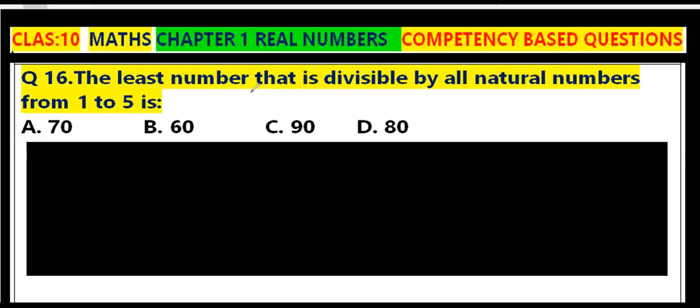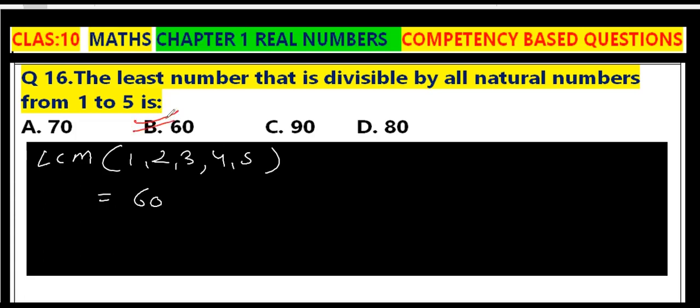The least number, means the smallest number, that is divisible by all natural numbers from 1 to 5. जब divisible by का meaning आया था, divisible means LCM. 1 2 3 4 5 से कौन सा smallest number है जो divisible है, तो उनके लिए हमें find out करना पड़ेगा LCM of 1, 2, 3, 4 and 5. And you know what will be their LCM? Can you find out? So the LCM will be 60. So 60 is the answer of this question.